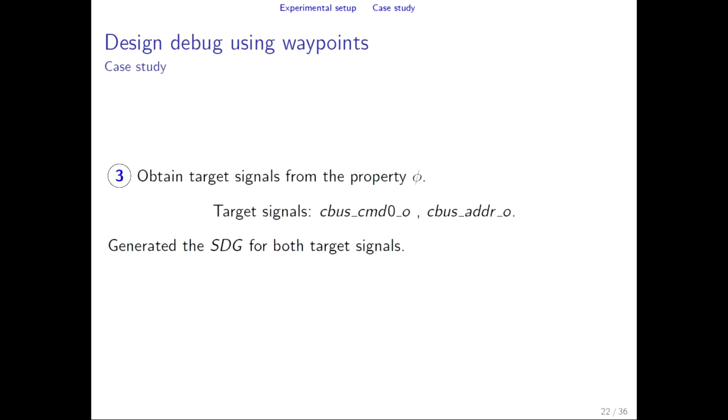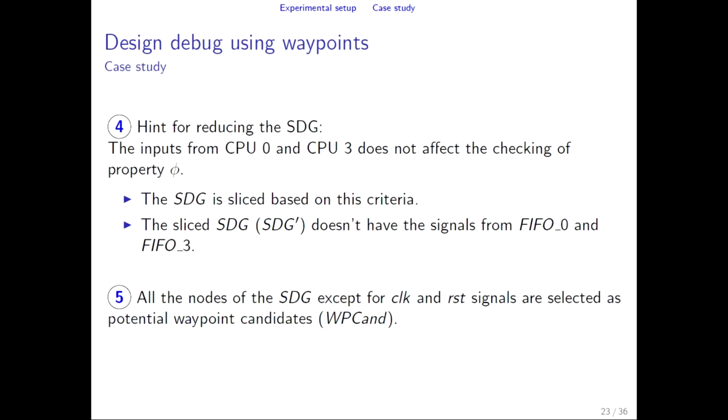Now we get target signals from the property which are structurally nearest to the primary output of the design, which are CBus CMD0 O and CBus address O. In step 3, we had generated signal dependency graphs for those target signals. Now we derive certain hints from the property for reducing those signal dependency graphs, because they will contain a large number of signals from the design. It seems that CPU 1 and CPU 3 do not affect checking of the property. So the SDG can be sliced to remove the areas where requests come from CPU 1 and 3. This means BRIC FIFO 0 and 3 will be removed from the signal dependency graph.